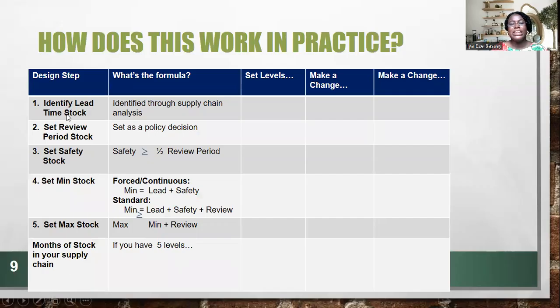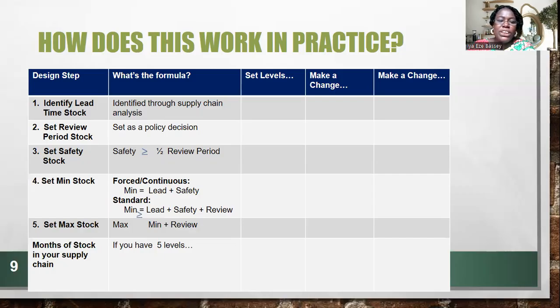So how do you identify your lead time stock? You have to do a supply chain analysis and know the longest time it takes for a particular commodity to arrive before it's made available for use. Then your review period is a policy decision. It needs to be taken at the policy level. You need to make a policy decision to be able to do that.